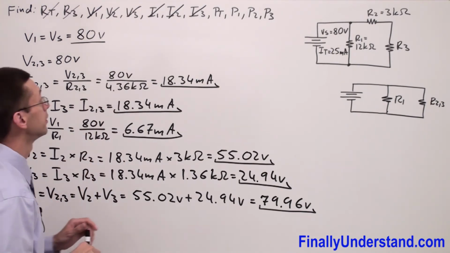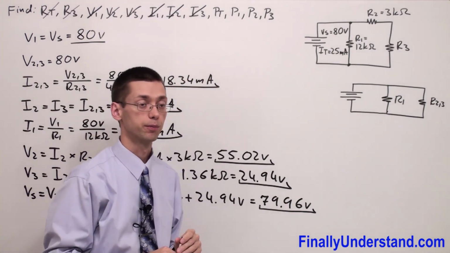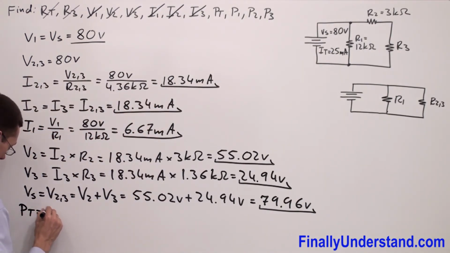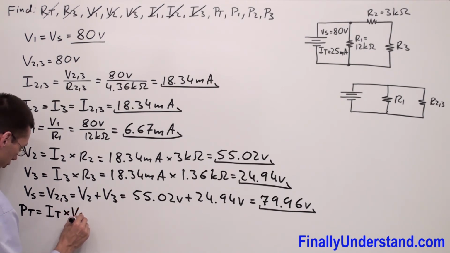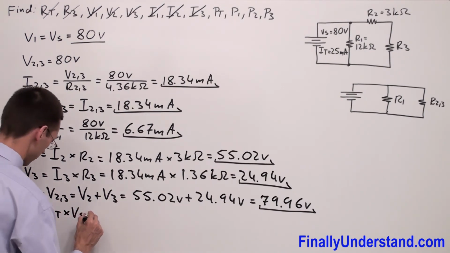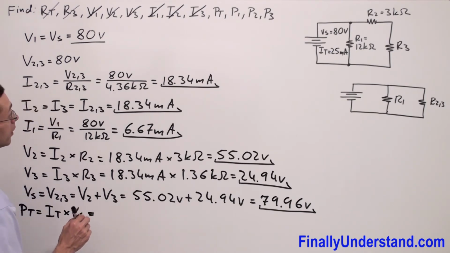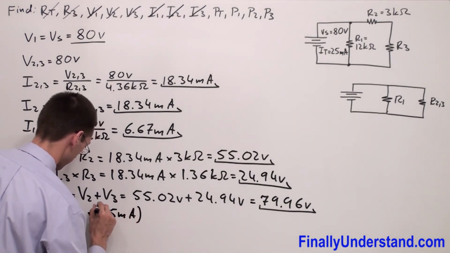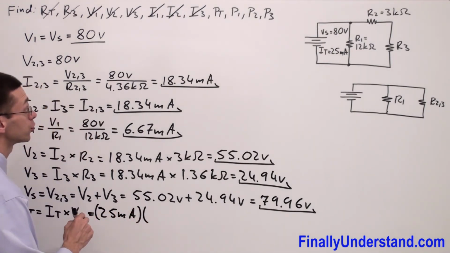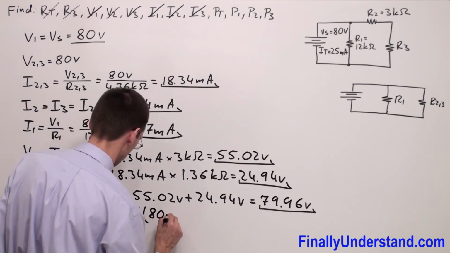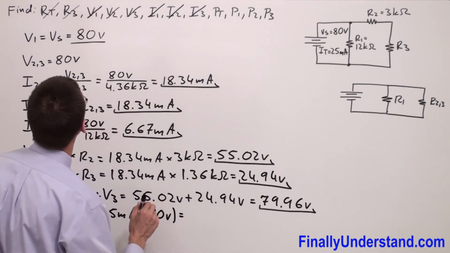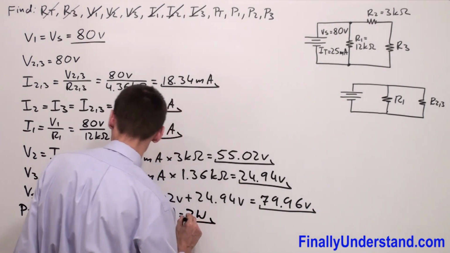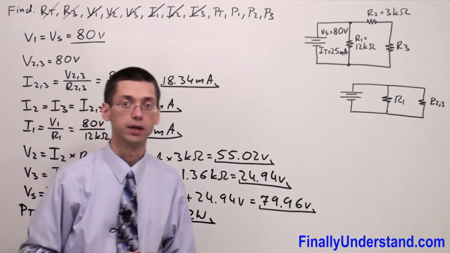Next we can find the total power. P total is equal to I total times the voltage source. So I have I total, 25 milliamps, times the voltage source, which is equal to 80 volts, is equal to 2 watts. Okay, so this is the total power in my circuit.